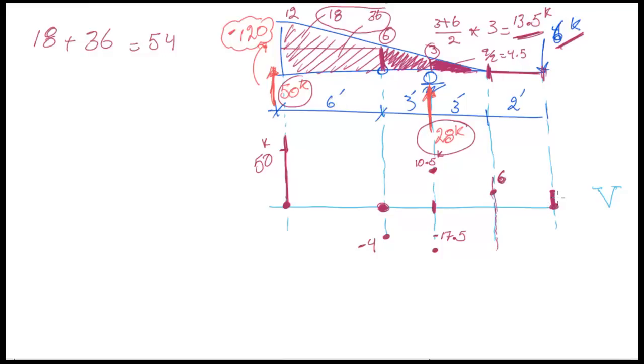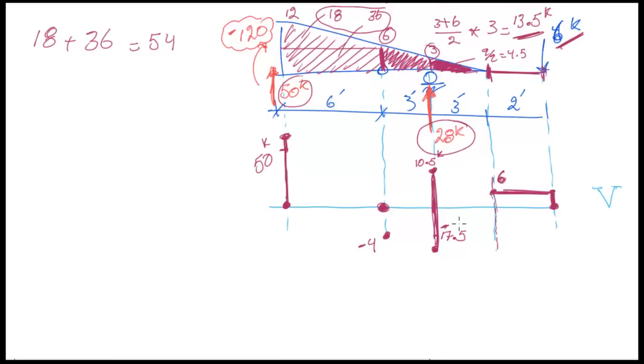Now, the question is, what is the shape of the lines between this point, for example, and this point and that point? I know this one is a straight line like this, and this one is negative. And between 6 and 6, there is no load, I know it's like this. But what about between 10.5 and 6? What about between 50 and minus 4? What about between minus 4 and minus 17.5?